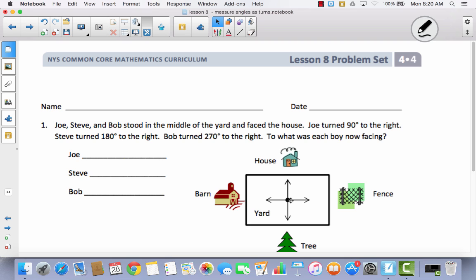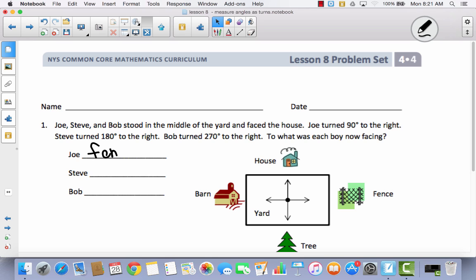Okay, first of all, pretend you're Joe. All right, so you're Joe and you're standing right here, and you make a 90-degree turn to the right. So think about which way is right. Okay, so you're facing the house and you make a 90-degree turn to the right. So if you were Joe and you turned 90 degrees, you would now be facing the fence. So let's put fence here.